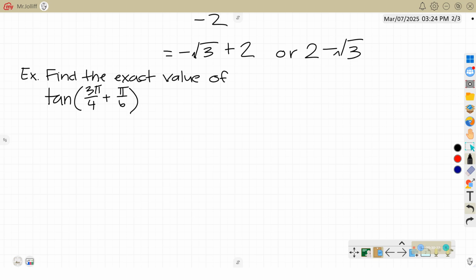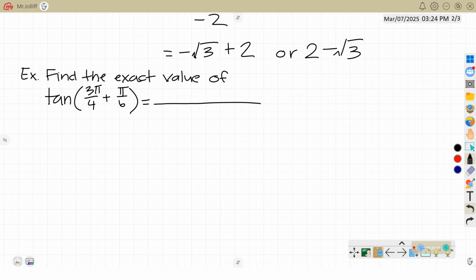What do I do first? What did we do first in the last example? Plug it into the formula. Gold star for Yaya, I agree. This is the sum formula. I'm going to use the sum formula for tangent.